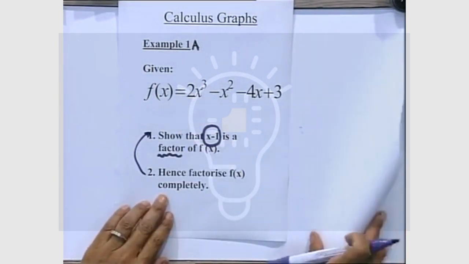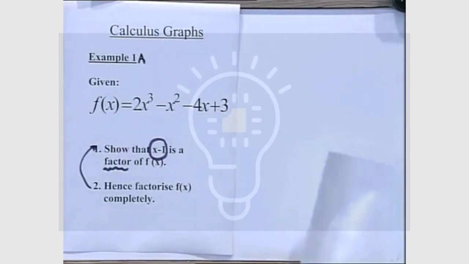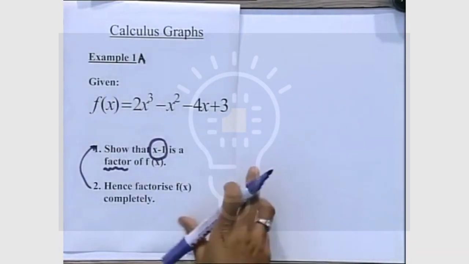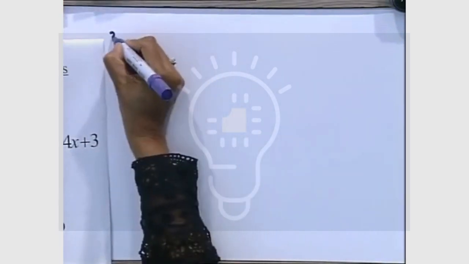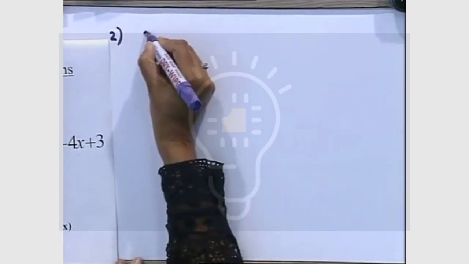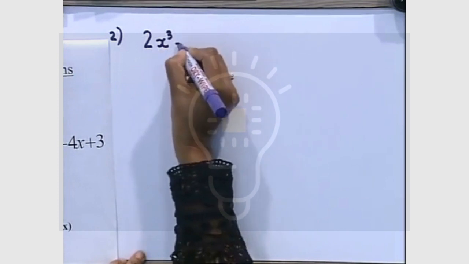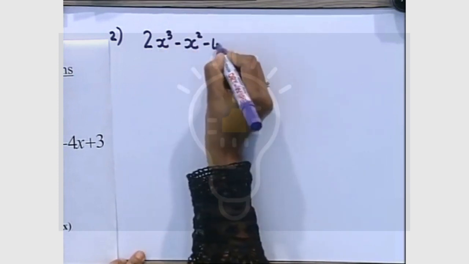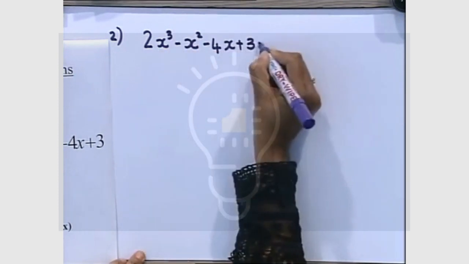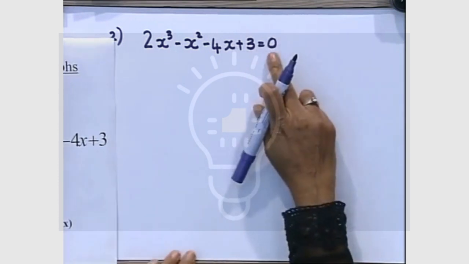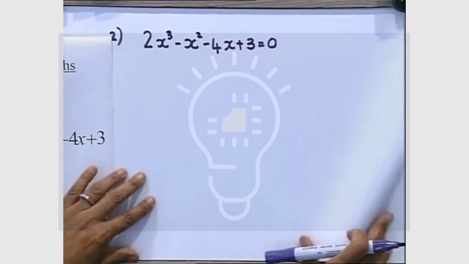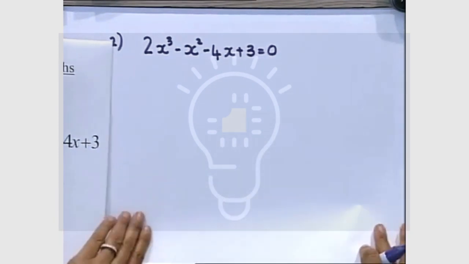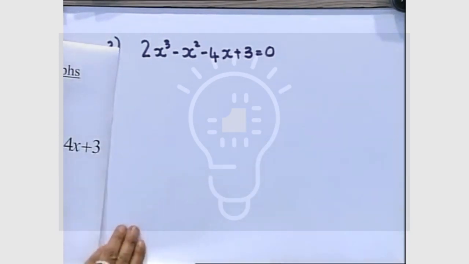If I'm going to factorize this completely, I am going to do the following. When you factorize f of x completely, you are finding the x-intercepts. So you have 2x cubed minus x squared minus 4x plus 3 is equal to 0. Why are you putting it equal to 0? Because you are finding the x-intercepts. Are you okay with that? Now you have a factor already.